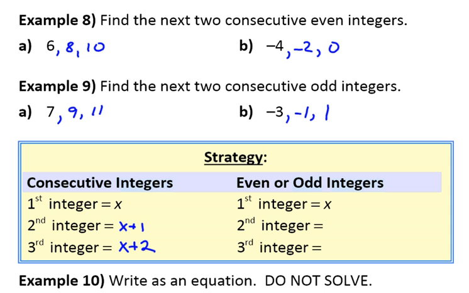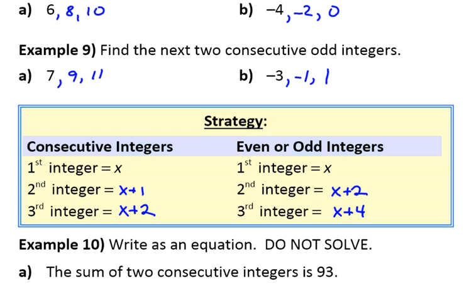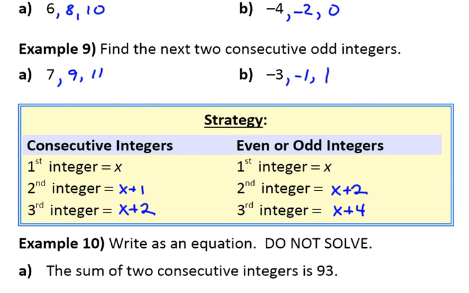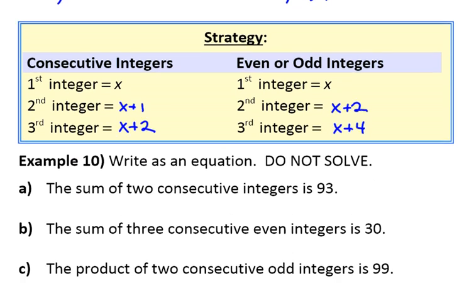It's the same. The first integer is x. To get to the next even or odd integer, I add 2. And then to get to the one following that, I'm going to add another 2, which is going to make it x plus 4. So we're going to be using those whenever we're asked to find consecutive integers or consecutive even or odd integers.